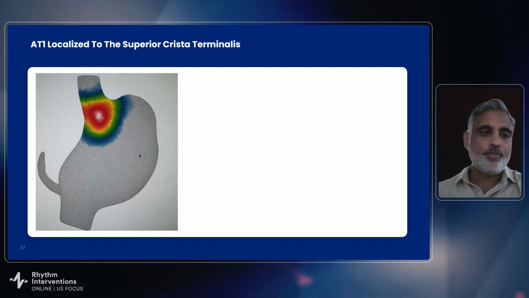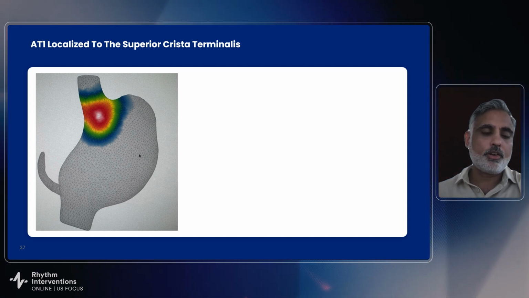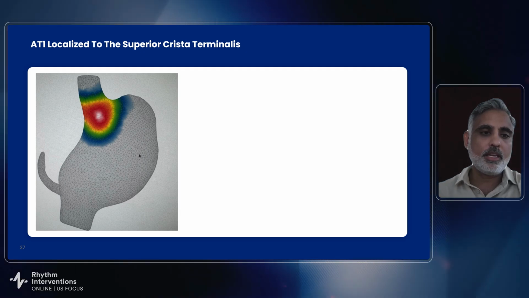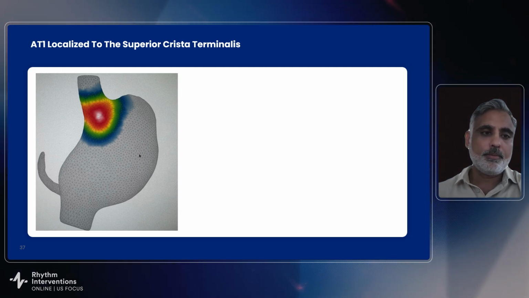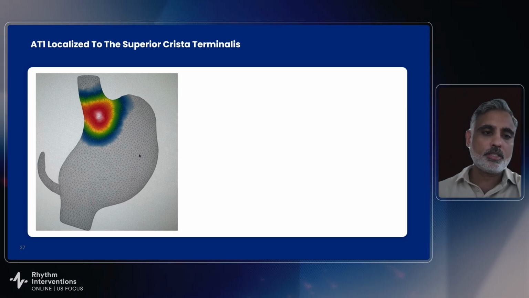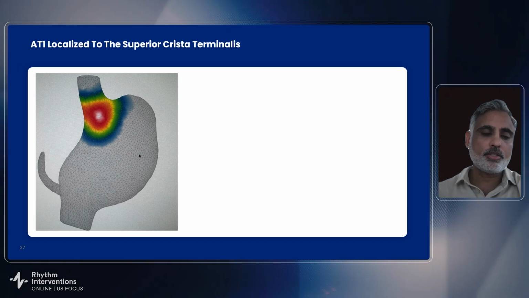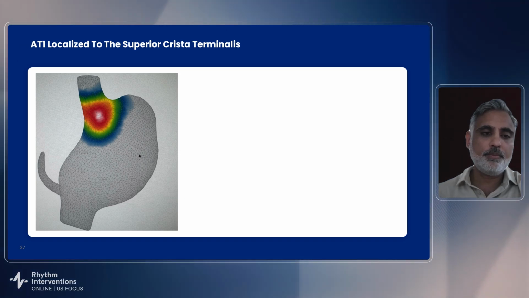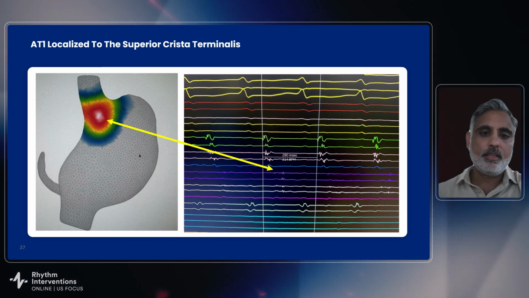And as we were doing this, we found an atrial tachycardia that began occurring. First it was infrequent, then became more frequent. And it was a specific ATAC that localized to the superior crista terminalis, on the opposite side, on the lateral side of the SVC. And this is the electrogram we saw in that location.